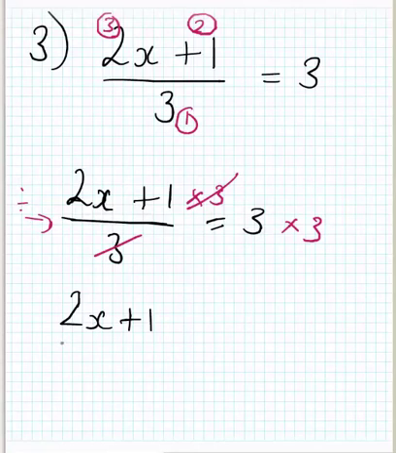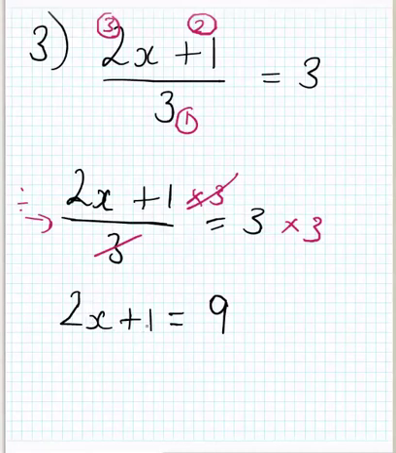Please don't write this. Don't write it over 1, because there's no need to do that. We know anything over 1, that 1 is actually invisible. Alright, just keep that in mind. And then we have equals 3 times 3 is 9 on this side. Now, we know how to solve these ones. This now involves just 2 steps.